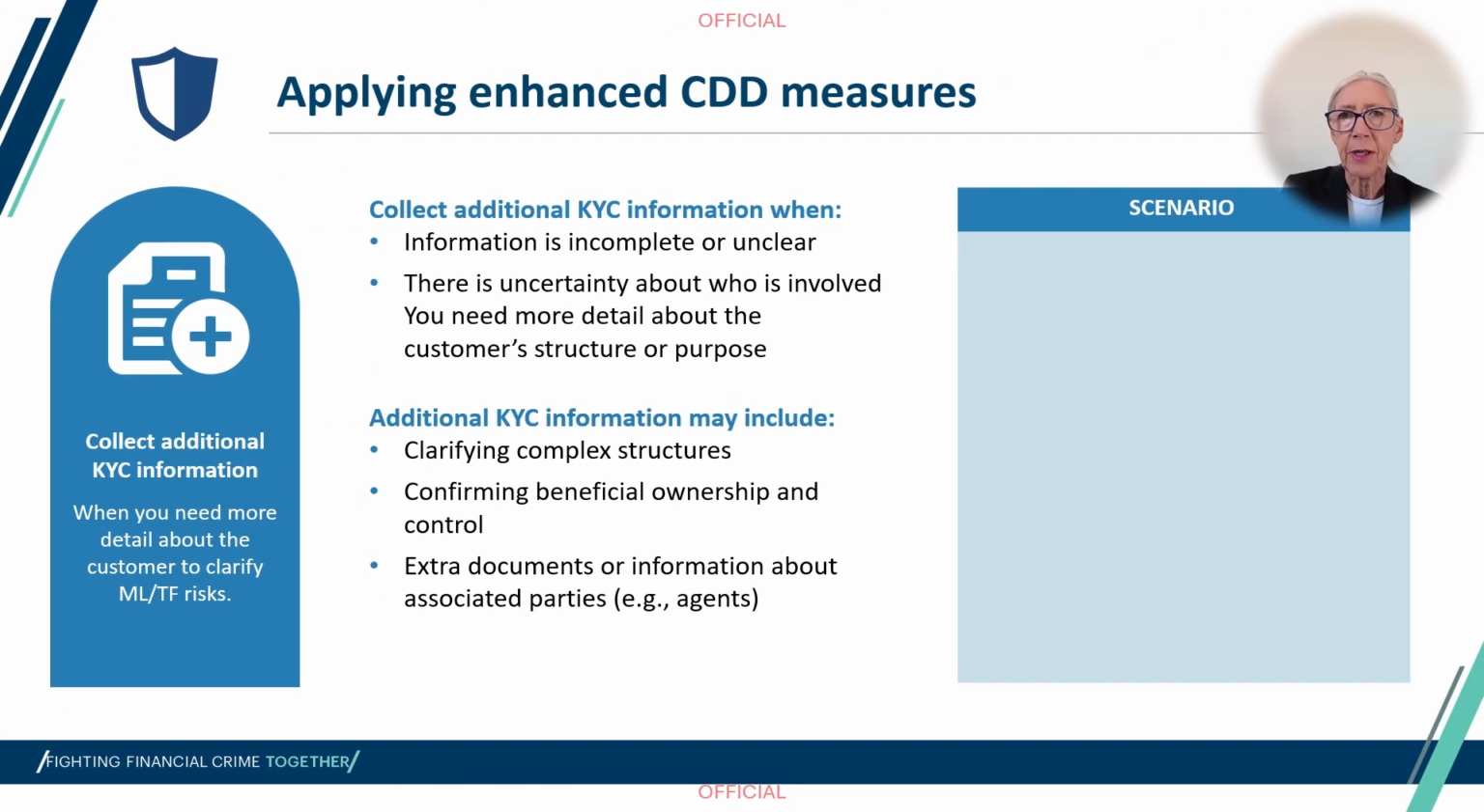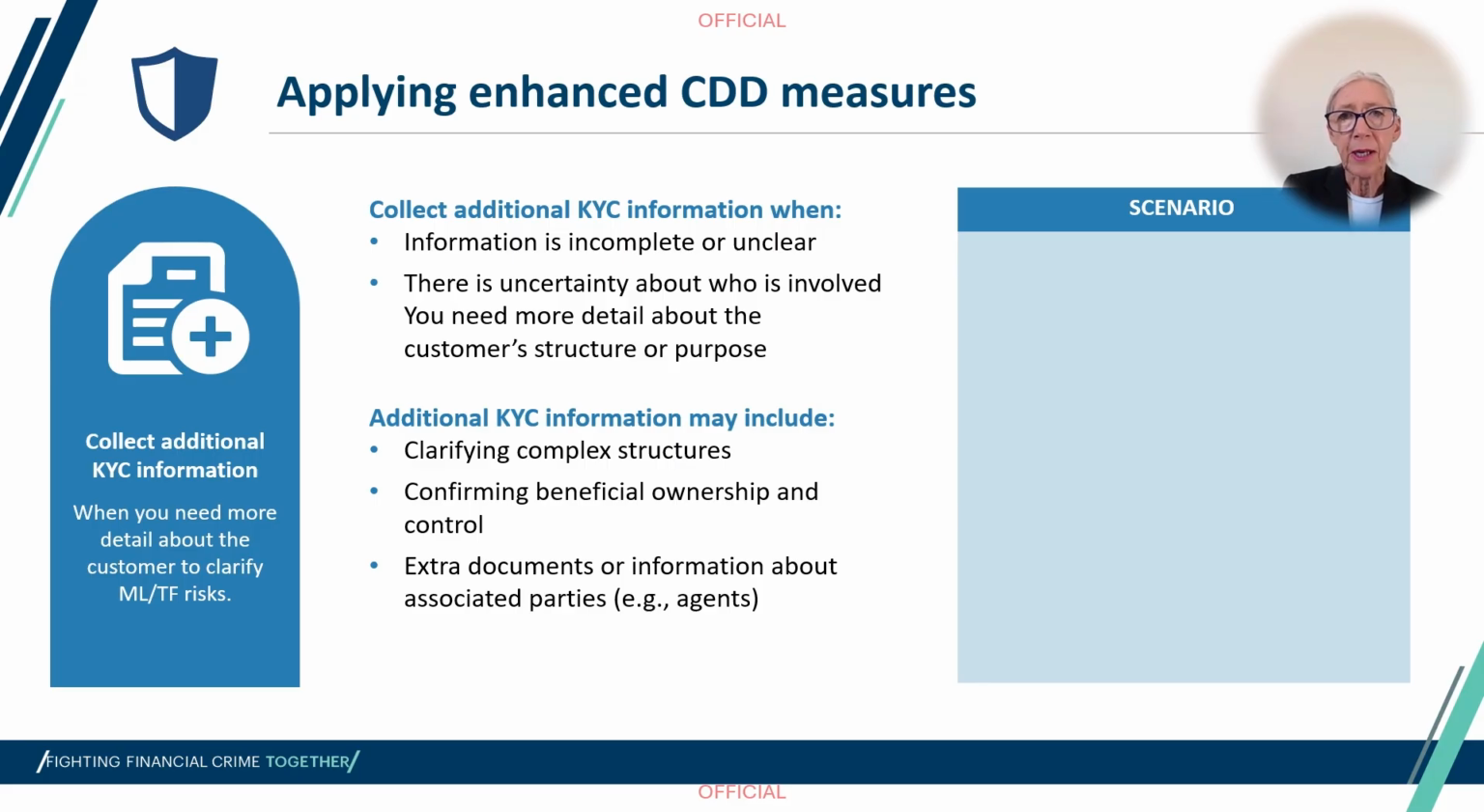Another enhanced CDD measure you might use is collecting additional KYC information. This involves gathering more detail about your customer, their structure, or the nature of their activities. It helps you clarify gaps, resolve inconsistencies, and build a clearer picture of the customer's MLTF risk. This step may be appropriate when initial information is incomplete or when the reason for enhanced CDD relates to uncertainty about who the customer is or how they operate. Additional KYC information might include further details about beneficial owners, clarification of a complex ownership structure, or extra information about the purpose of the relationship.